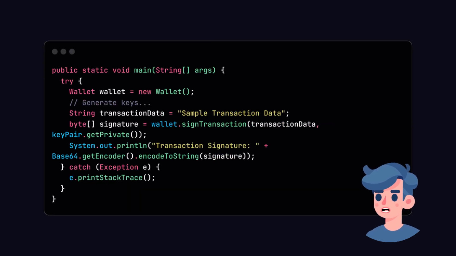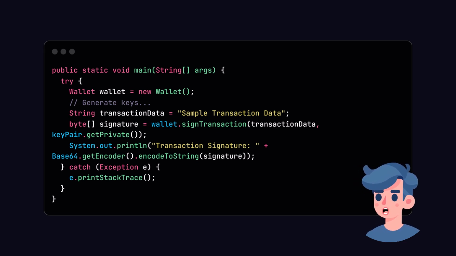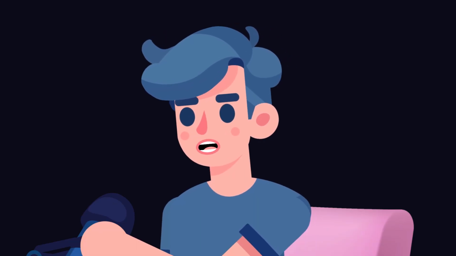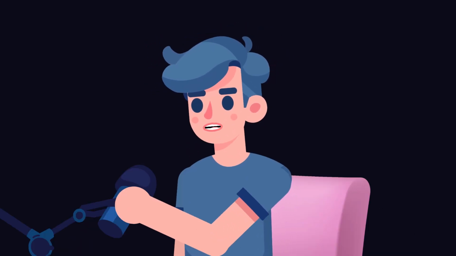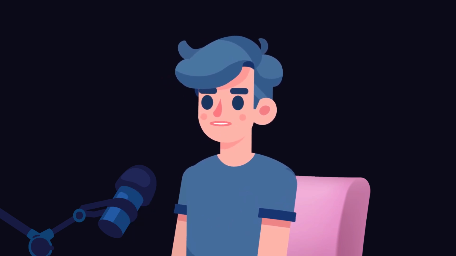We are defining a method to sign transactions. The transaction data represents the transaction details, and we will use the private key for signing. Note the signature algorithm SHA-256 with ECDSA, which is standard for ECC transactions. After executing this code, you will find the transaction signature printed. This signature can later be used to verify that the transaction was indeed signed by the holder of the private key.